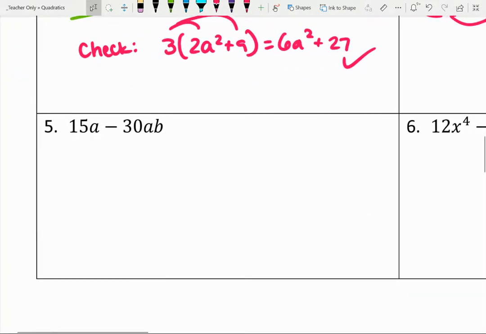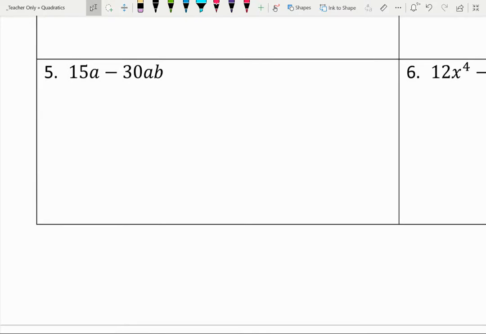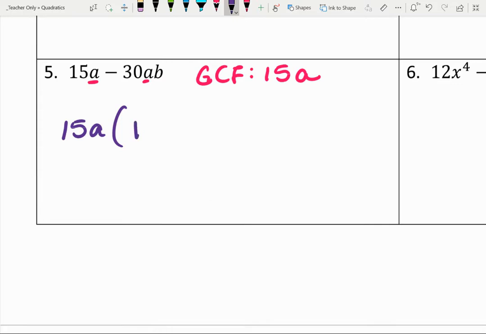Just a couple more here to really reinforce this. So 15a and 30ab will have a greatest common factor of 15a. 15 goes into both 15 and 30, and then they both have an a, only the second term has a b. So when I factor out 15a, I'm going to be left behind with the expression 1 minus 2b.